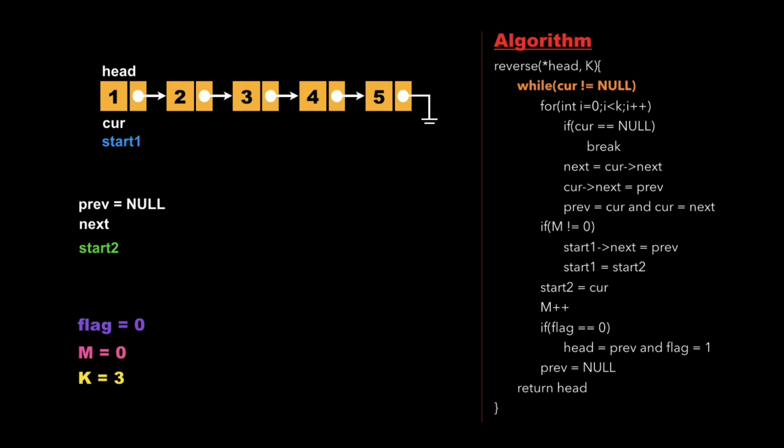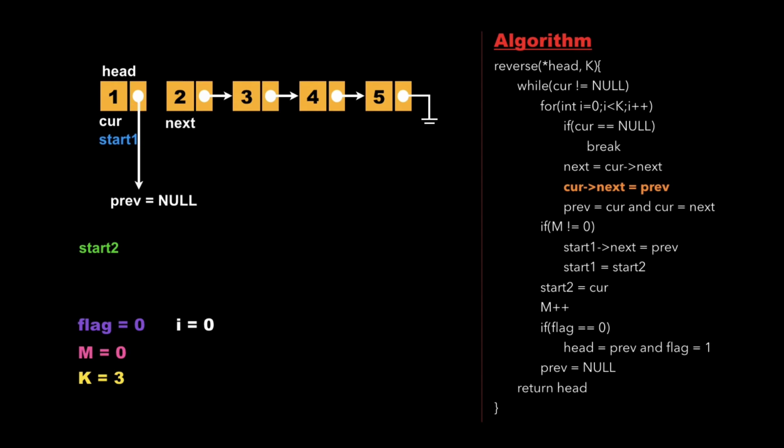Since current is not equal to null, we have a for loop from i equal to 0 to k, that is, for a group of k size. So the initial value of i is 0, and we check whether current is equal to null. Since the value of current is not null, we update the value of next as current's next, and we point current's next to previous, and then we update previous and current as previous is equal to current and current is equal to next. So this is the basic approach of reversing a linked list.